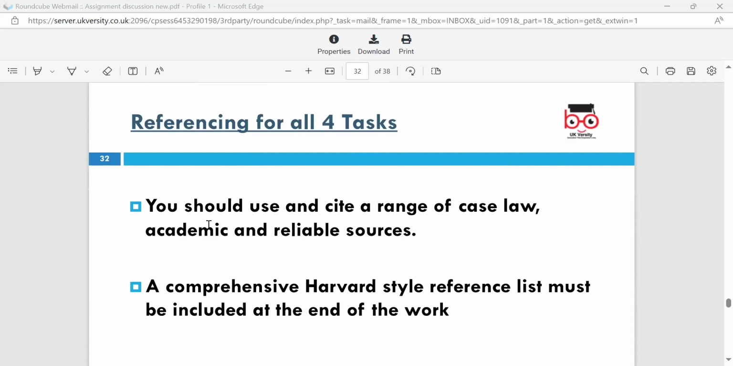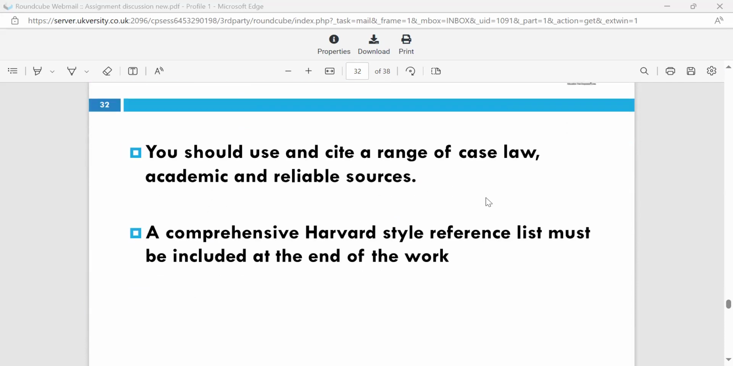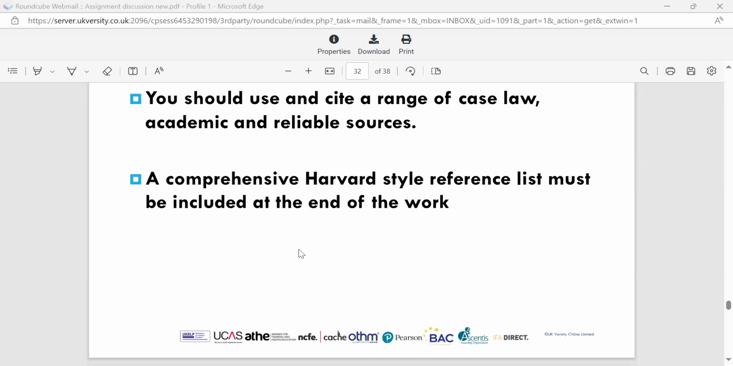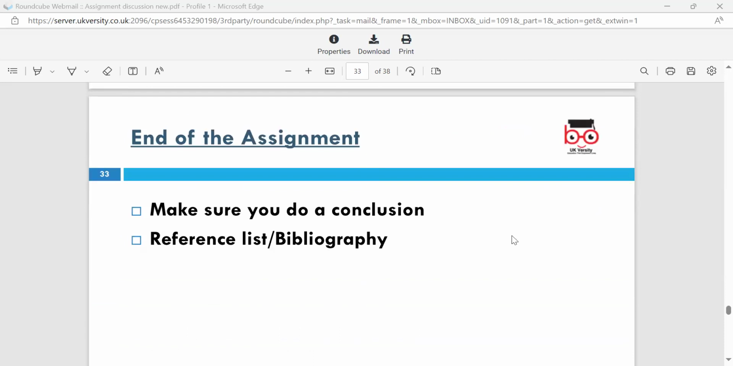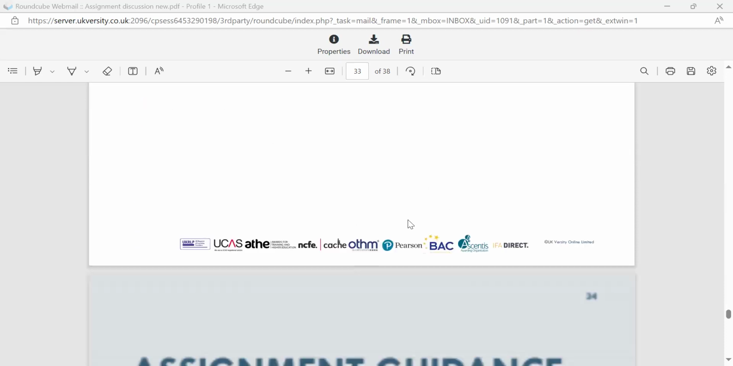Referencing for all 4 tasks: you should use and cite a range of case law, academic and reliable sources. A comprehensive Harvard referencing list must be included at the end of the work. At the end of the assignment, make sure you do a conclusion. Make sure you have a reference list and a bibliography, because it identifies what sources you've used. It may be internet sources, it may be journal articles that you need to reference, and make sure you're using online sites if you struggle with Harvard referencing.